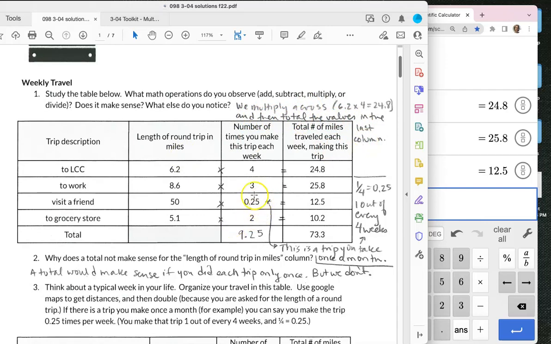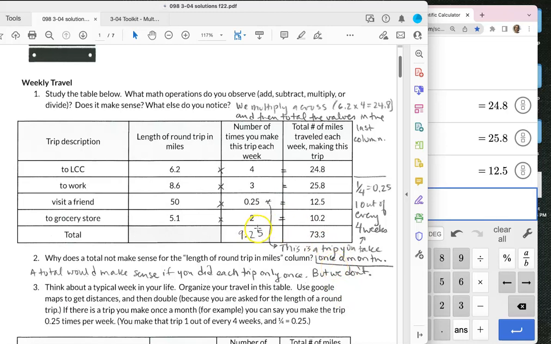And I have a little note here about the 0.25. It might seem weird to do something a quarter of a time every week. So my idea was that this might be something you do once a month, or 1 out of every 4 weeks, and 1/4 is 0.25.